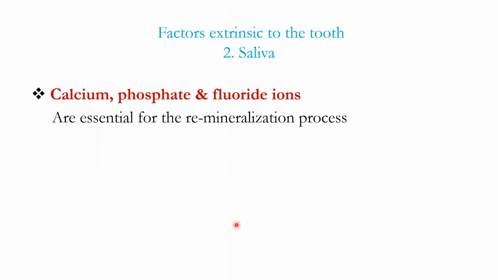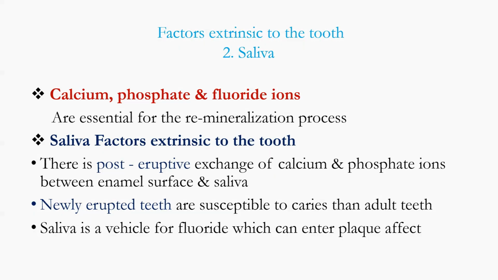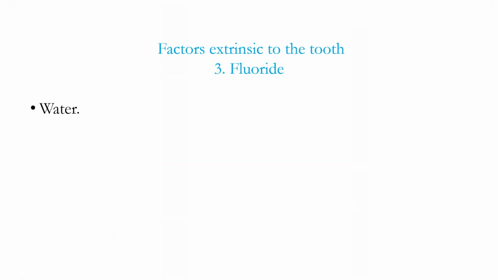Calcium, phosphate and fluoride, which are present in the saliva, help in the remineralization process of the tooth to a certain extent. So there is a post-eruptive exchange of calcium and phosphate ions throughout life between the enamel surface and the saliva. And this is the reason why I said newly erupted teeth are more susceptible to caries than the teeth which have been present in the oral cavity for a longer duration of time. Also, saliva carries fluoride, which can have a very caries-resistant effect on the tooth. So we'll discuss more about fluoride.